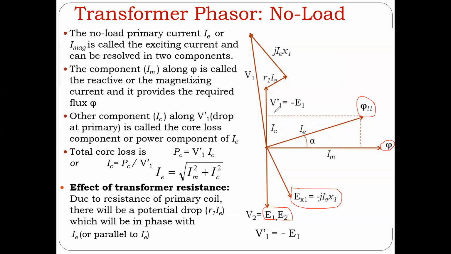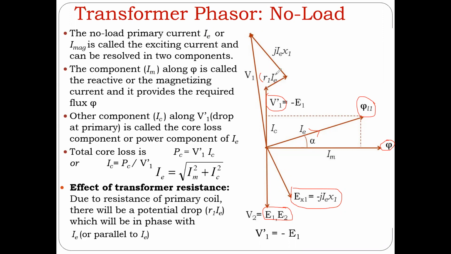Now, this is something that appears across the primary. So if I have to add the resistive component, the drop across the primary because of its resistance, that has to be parallel to IE, isn't it? Because the drop across the resistance has to be in the direction of IE, in phase with IE, because there's no reactance we're talking about. We're talking about the resistance. So it has zero phase difference.